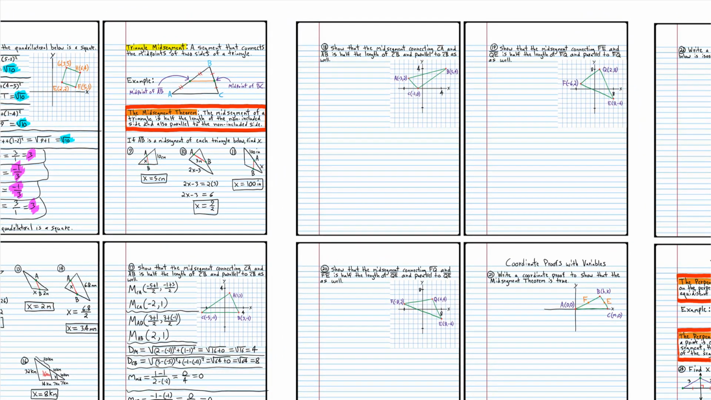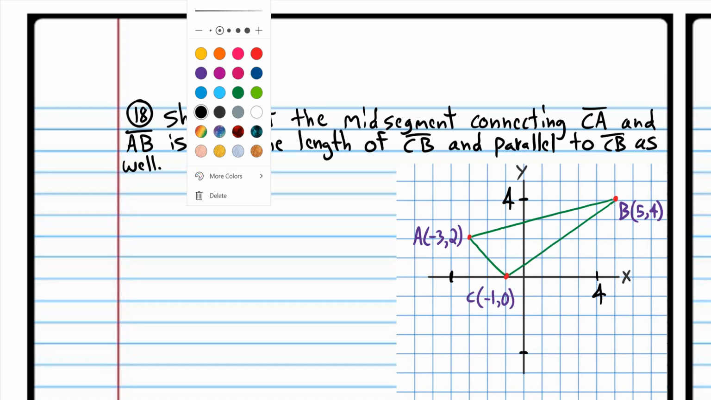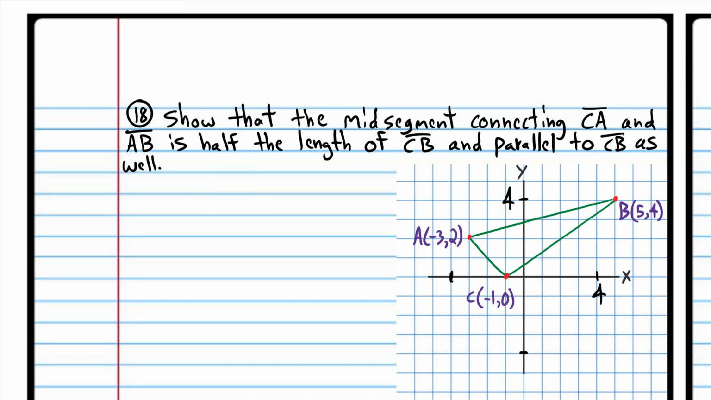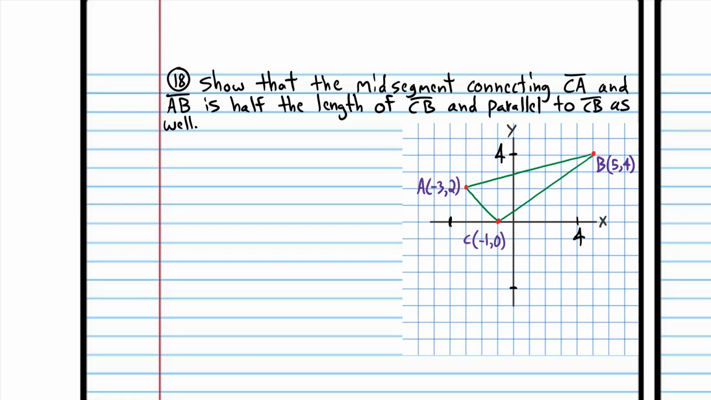All right, let's try another one of those together before you try one on your own. We have the same situation here. Show that the midsegment connecting CA and AB is half the length of CB and parallel to CB as well. So it's a little bit different. In this case, we're looking for this midsegment.